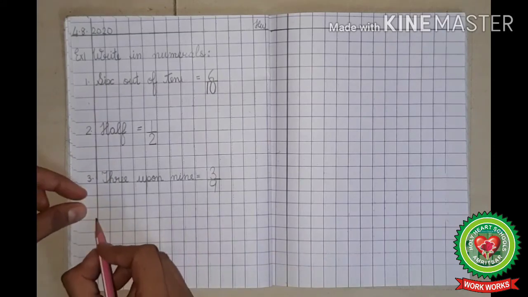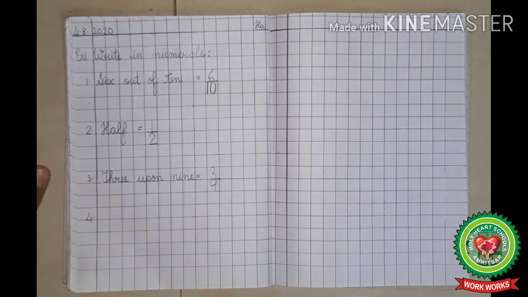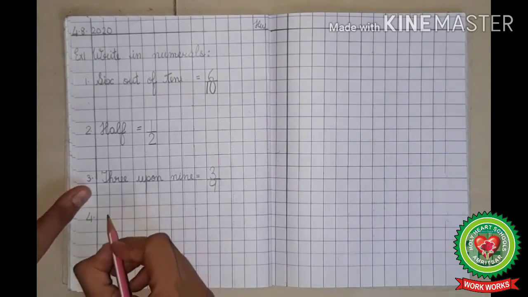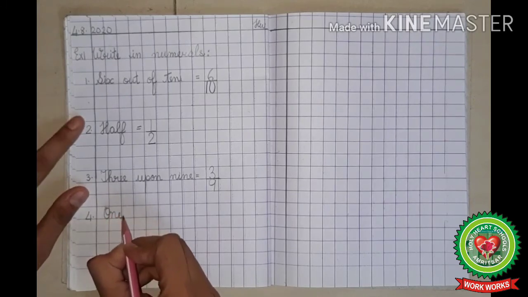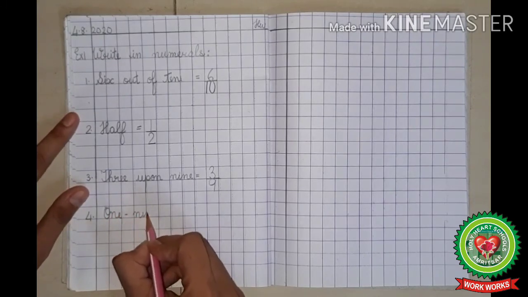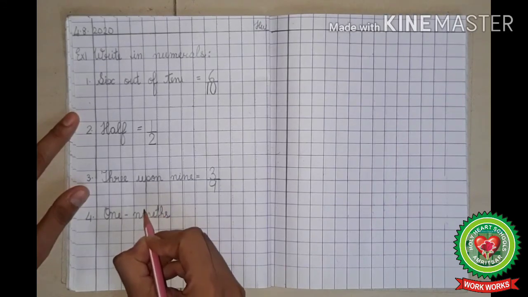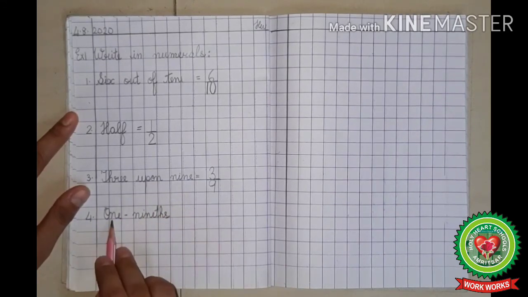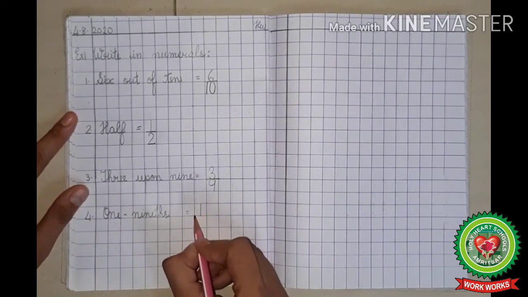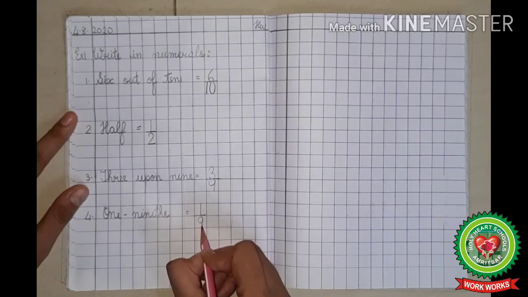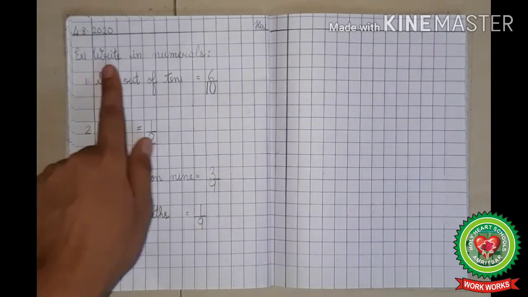Let us take one more example. Leave a line, number 4. What example should we take? Okay, let us take 1 ninth. Now children, it is given as ninths because the numerator is 1. So how will you write it? 1 upon 9, like this. I hope you are clear with the topic write in numerals.